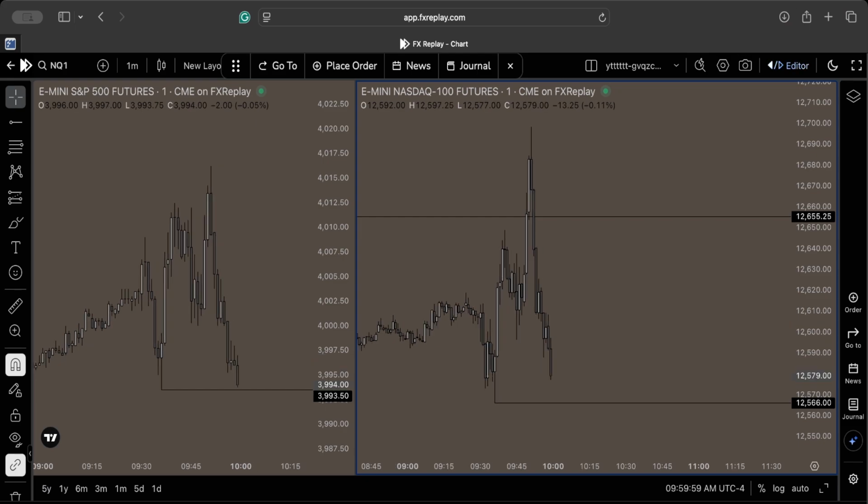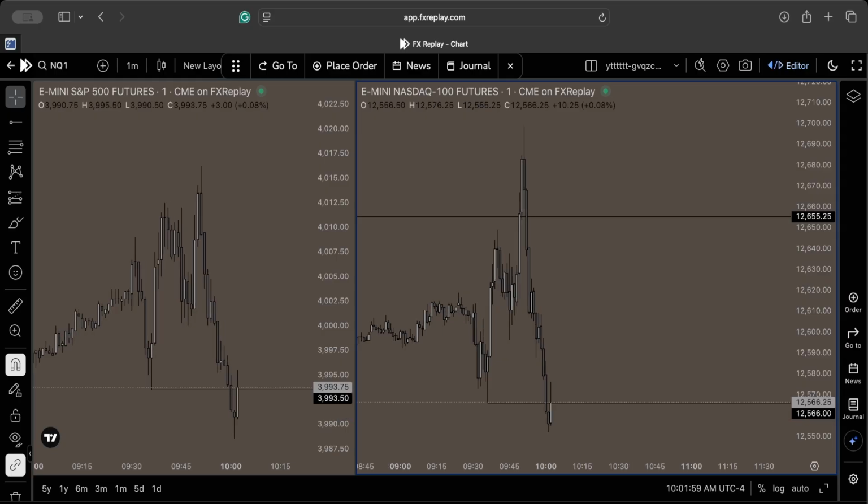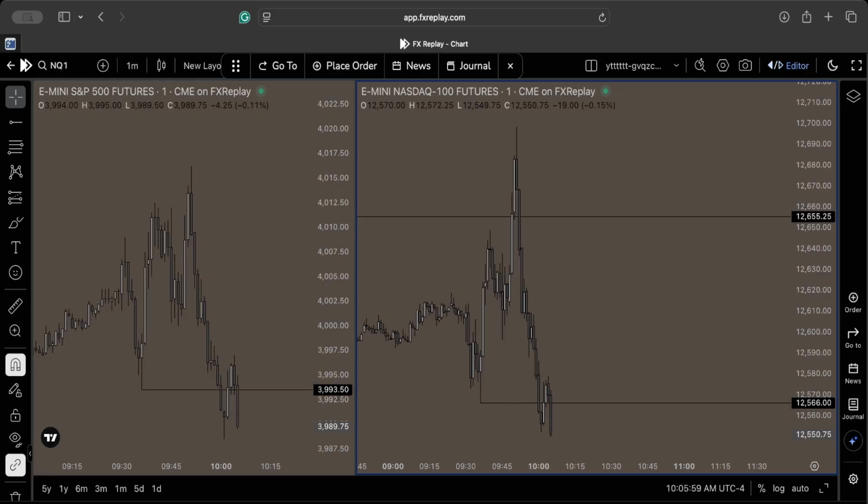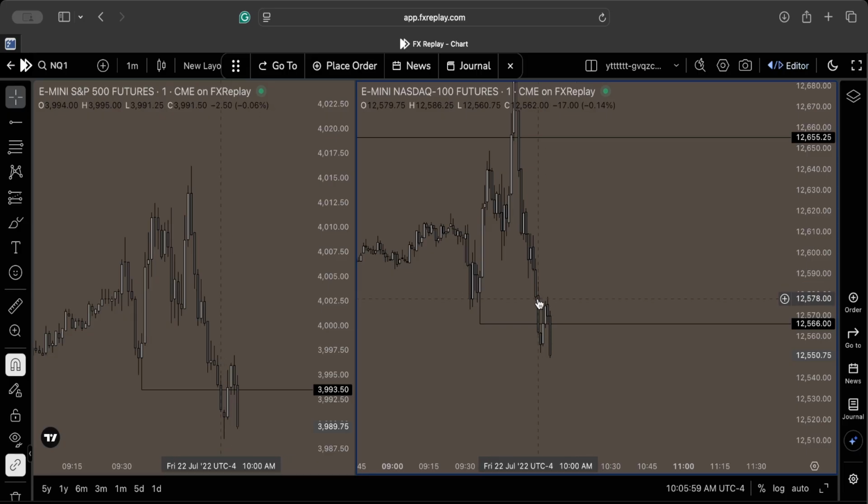We're moving back down towards the AM low. We take out the AM low. We put in a stop raid. So we have our 10 a.m. open low.